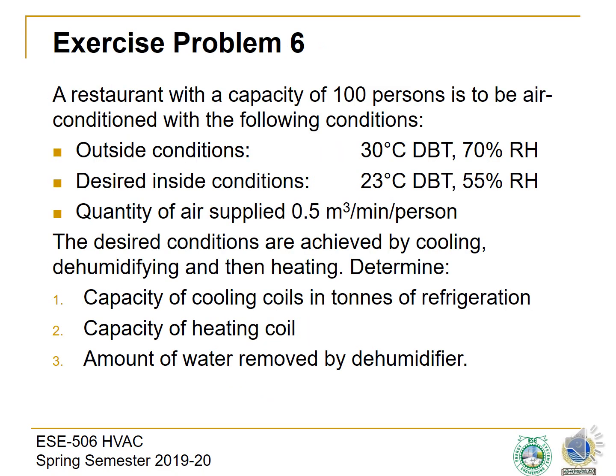Exercise problem 6. A restaurant with a capacity of 100 persons is to be air conditioned with the following conditions. Outside condition: 30 degrees Celsius dry bulb temperature and 70% relative humidity. Desired inside conditions: 23 degrees Celsius dry bulb temperature and 55% relative humidity. Quantity of air supplied is 0.5 cubic meter per minute per person. The desired conditions are achieved by cooling, dehumidifying and then heating. Determine the capacity of the cooling coil in tons of refrigeration, the capacity of the heating coil, and the amount of water removed by the humidifier.